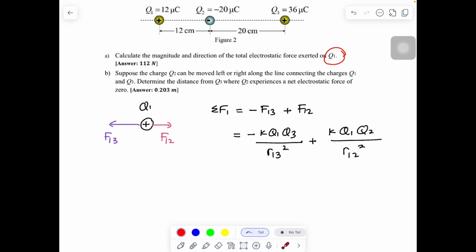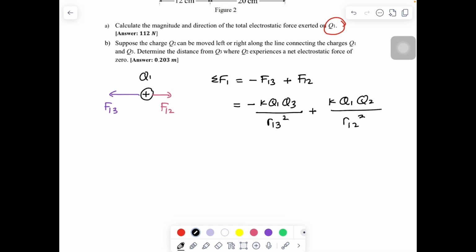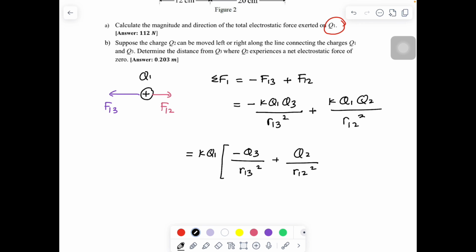Lepas tu as you can see here, to make things simple, kita factorize lah apa value yang sama, which is K dengan Q1, so that we don't have to substitute banyak kali. So dekat sini akan jadi K, Q1, and then buka bracket negative. Jangan lupa negatif ni. Negative Q3 divided by R13 square plus Q2 divided by R12 square.